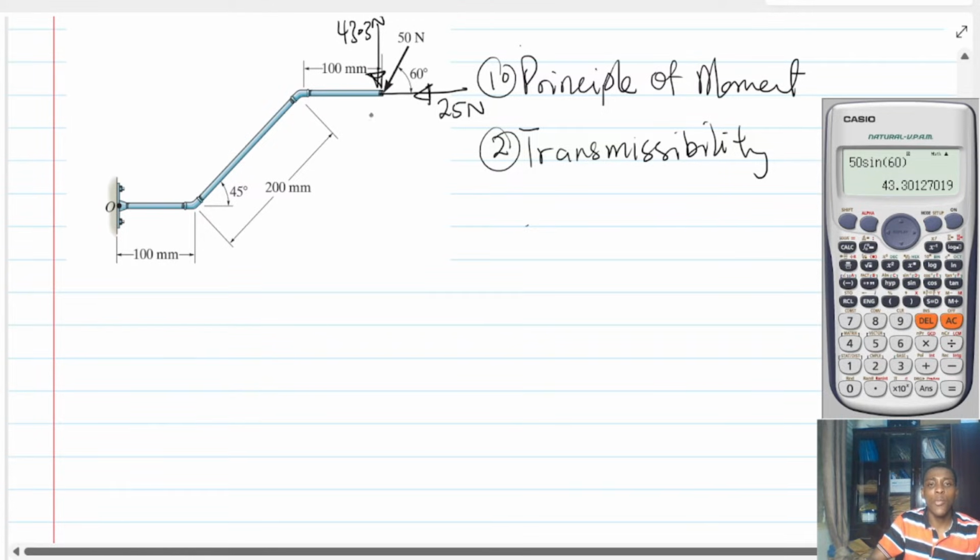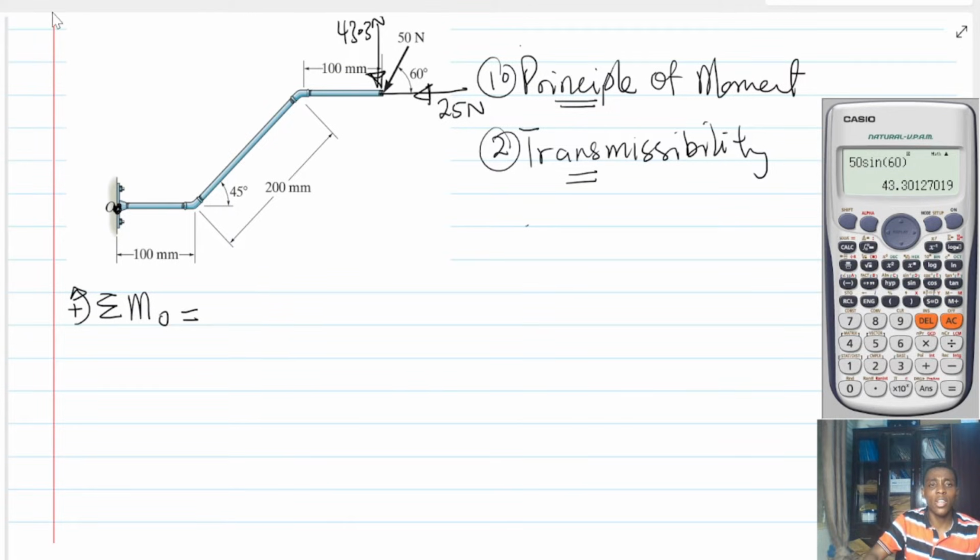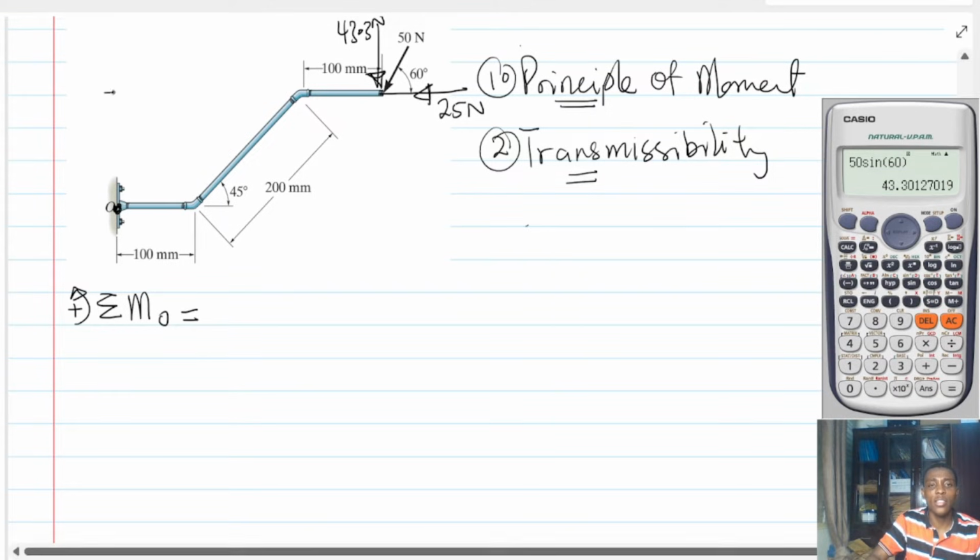So if I want to find the moment about point O, I would now use the principle of moment as well as the principle of transmissibility. So we'll say that summation of moment about O, counterclockwise is positive. Now, using the principle of transmissibility, I can say that the line of action of the 25 Newton force, in other words the X component, is actually in this direction. Is that right? So the 25 newtons is acting on this line, so I can even bring the 25 newtons here. That's what we are saying.